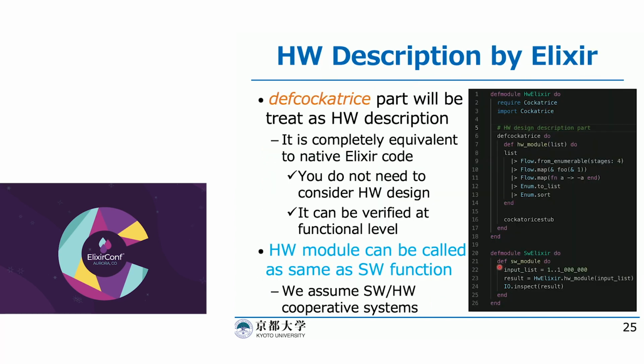So next, I explain the hardware description by Elixir. It is an example code of hardware description by Elixir. As you can see, it is completely equivalent to native Elixir code. Cockatrice will treat the def Cockatrice part as hardware description. So you don't need to consider hardware design, and more, its code can be verified at functional level by software. Since we assume software-hardware cooperative systems to apply Cockatrice, a hardware module can be called the same as a software function.